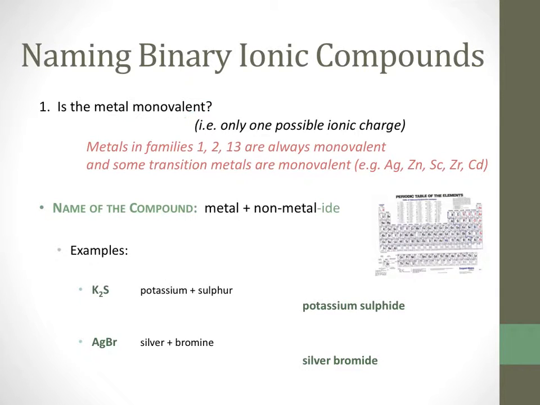Monovalent metals are the focus of this slide, and these metals can be found in some of the representative families, those being families 1, 2, and 13. Also, a number of transition metals are monovalent, and we can take a look at the periodic table, which is a really excellent tool for identifying metals as mono or multivalent.